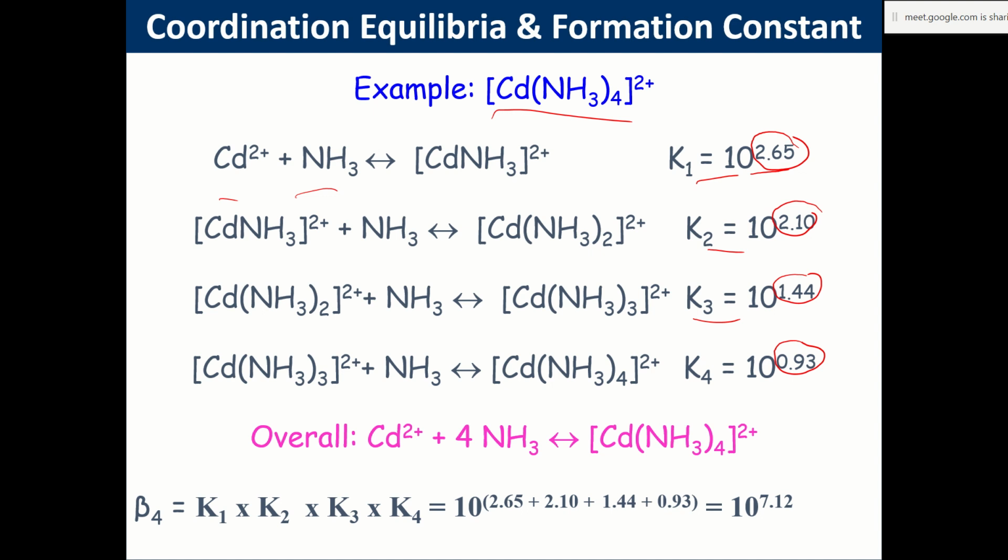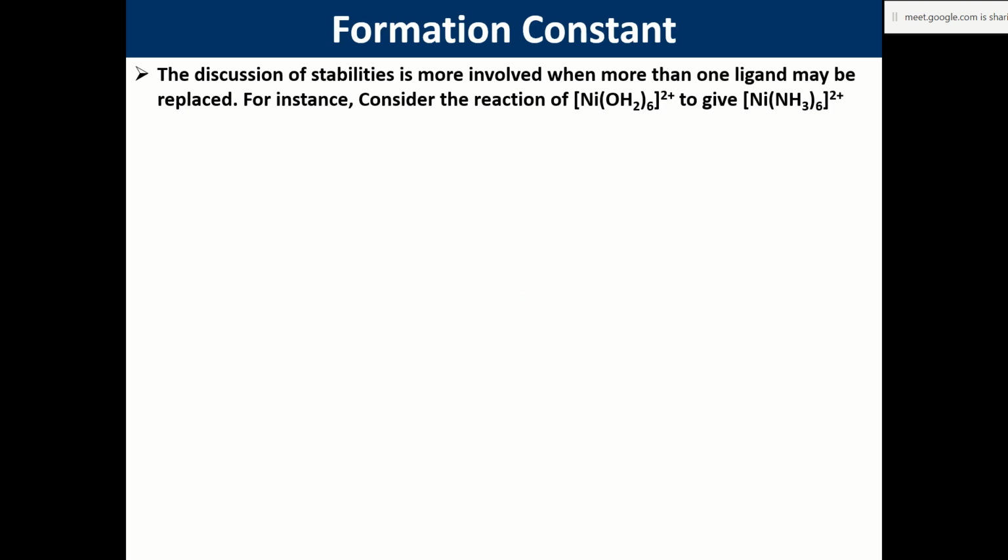So if I try to find the overall formation constant, we have to take k1 k2 k3 and multiply them with each other. So the power terms all get summed up and you get this value. Okay, so that's how it is calculated in a very simple way.